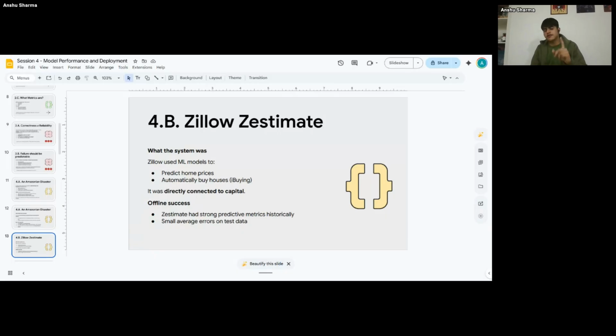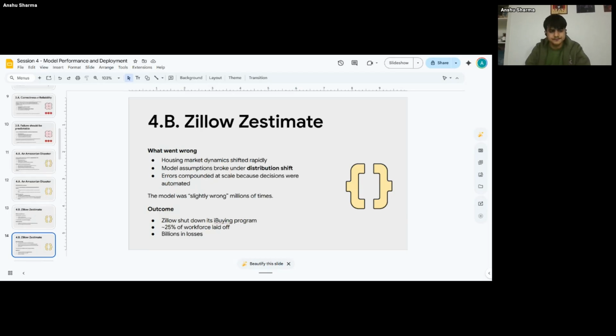Now this can go horribly wrong in a number of ways, right? So the offline metric suggested that it was fine. Why? Because Zestimate historically dealt in this trade, right? So they had strong predictive measures in history, and while testing, they saw very small margin errors. So, of course, in this case as well, everything seems fine when the model is not deployed. But what went wrong here was that the input is stationary, right? The input to the model is stationary, it is historical data.